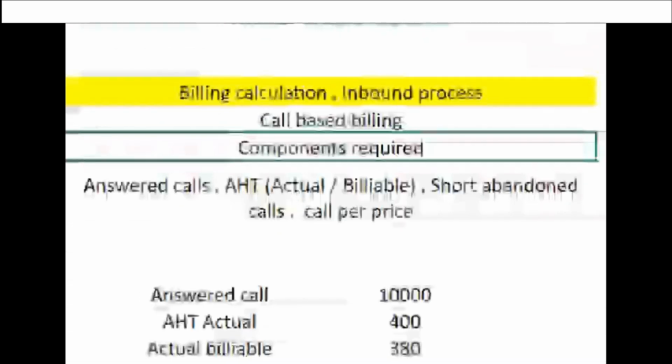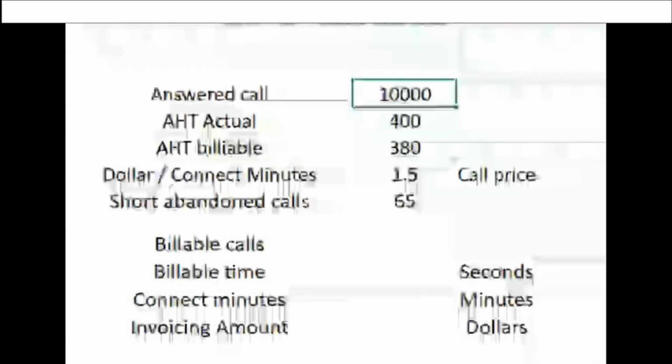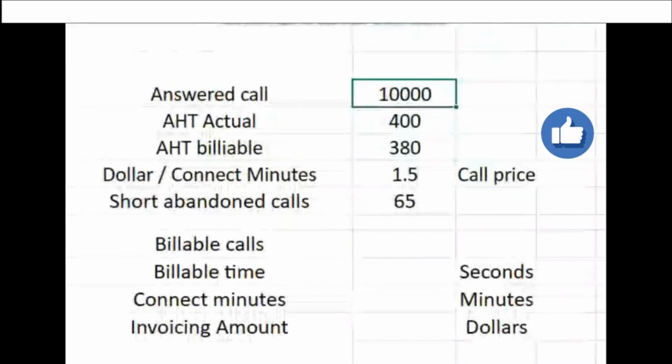What we have: answered calls, I have taken 10,000; AHT actual 400 seconds; AHT billable 380 seconds; dollar per connect minute, that would be 1.5. That's the call price. Short abandoned calls, I have taken 65. So now let's do the calculation.